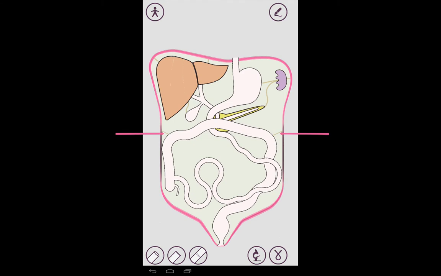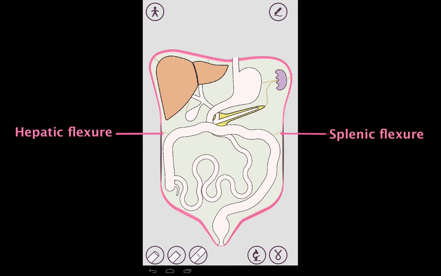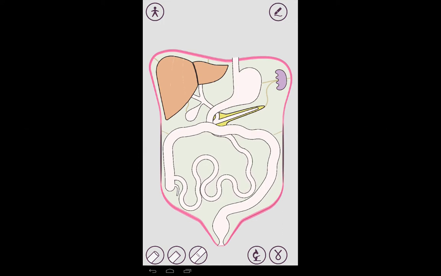Please note the two little green lines connecting the colon to the abdominal wall. These lines allow to replicate the hepatic and splenic flexures, and you need to cut these green lines to be able to move the colon freely.